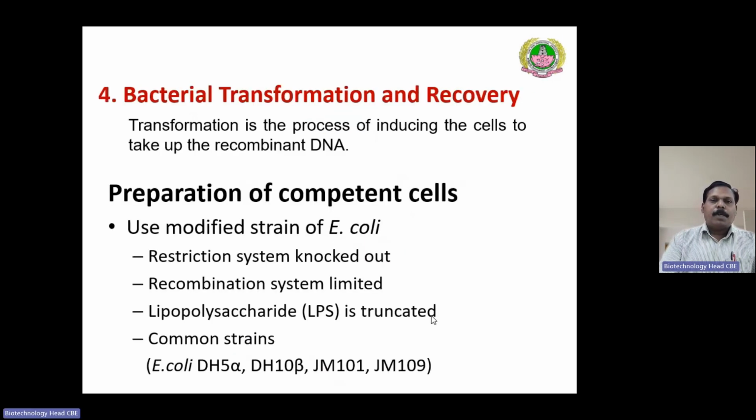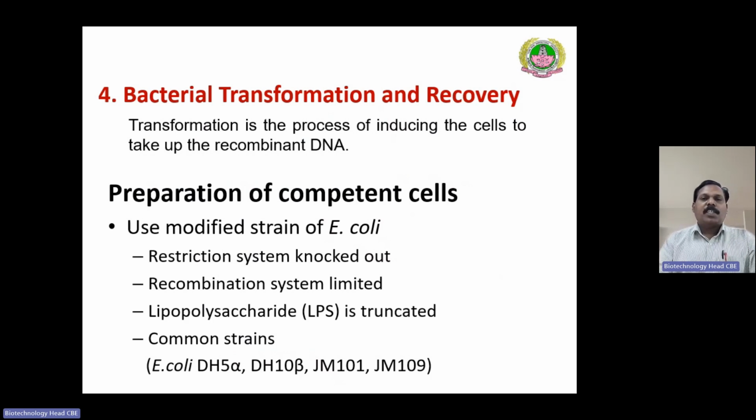The fourth step in DNA cloning, or construction of recombinant DNA and transformation, is bacterial transformation and recovery. So what is transformation? It's a process of inducing the cells to take up the recombinant DNA. The first step here is to prepare competent cells, using a modified strain of E. coli, so that it can be made amenable to absorb the recombinant DNA.